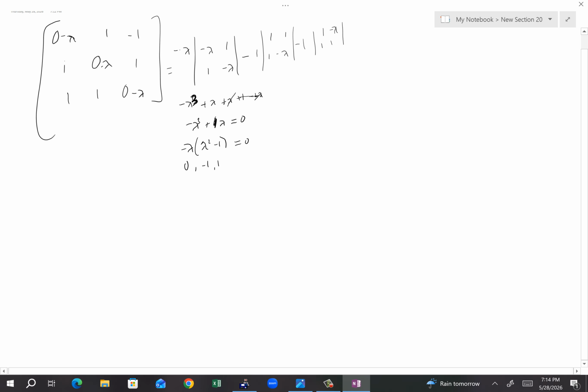Now, let's plug in our zeros and find our eigenvector. So you plug in 0 for lambda, you get 0, 1, -1. You get 1, 0, 1. You get 1, 1, 0.